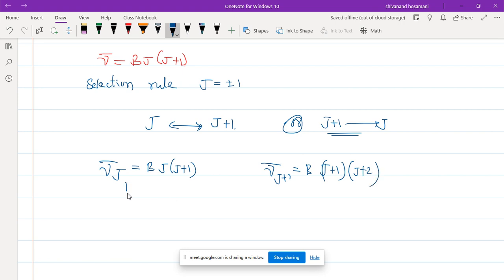Then if you take the separation between these two, it is given by delta nu bar. That is going to be always B times of J plus 1, 2B times of J plus 1.